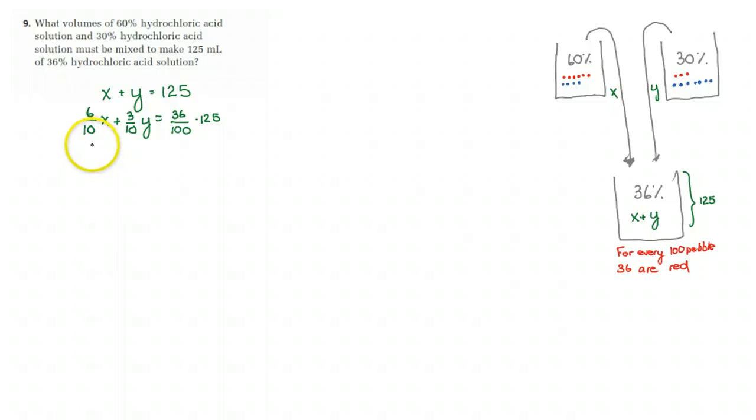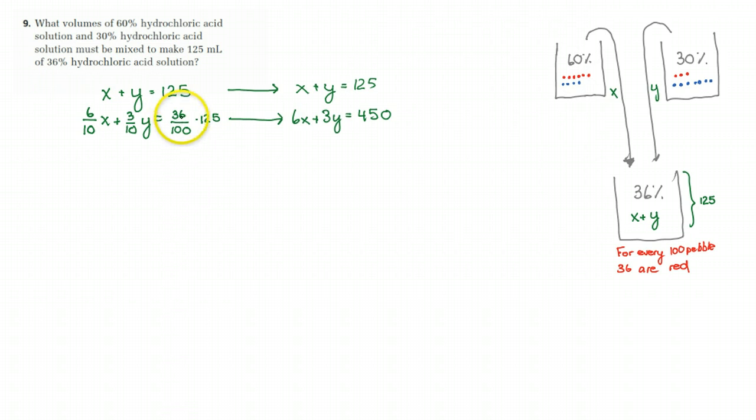This simplifies nicely. Let's make this look a little nicer. The first equation we'll just leave as x plus y equals 125. For the second equation, I simplified the right-hand side: 36% of 125 is 45, and then I multiplied both sides by 10 to clear the fractions.